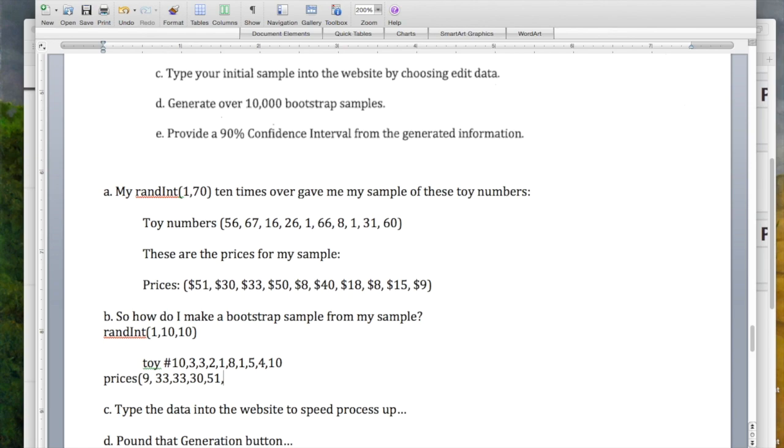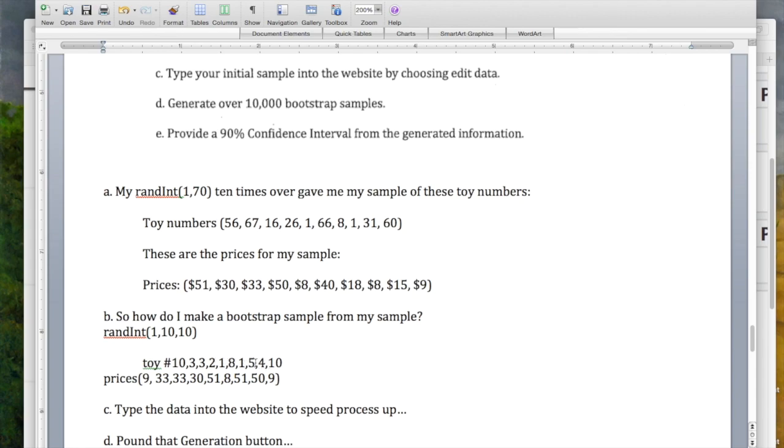Then toy number 8 was worth $8. Toy number 1 again was $51. Toy number 4 is $50. And toy number 10, once again, was $9. So it gives me 10 prices, 1, 2, 3, 4, 5, 6, 7, 8, 9. Whoops. I have enough. 1, 2, 3, 4, 5, 6, 7, 8, 9, 10.